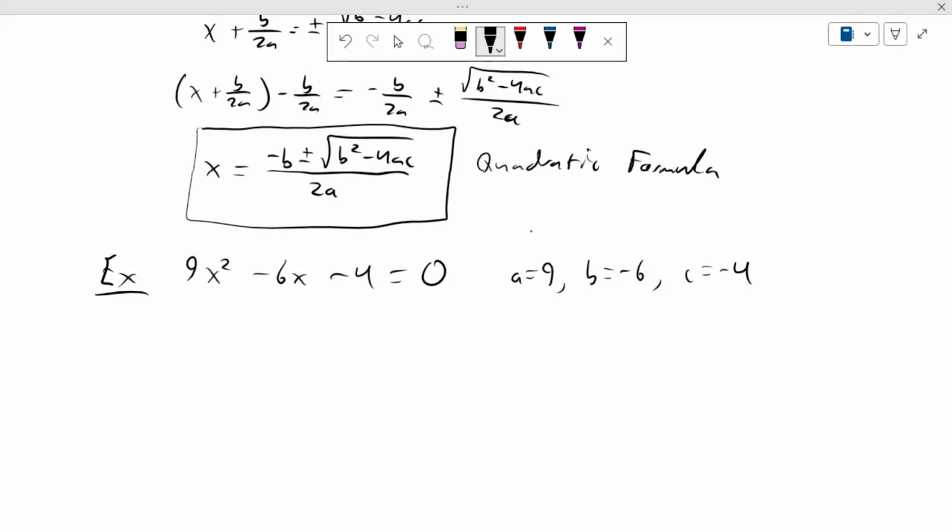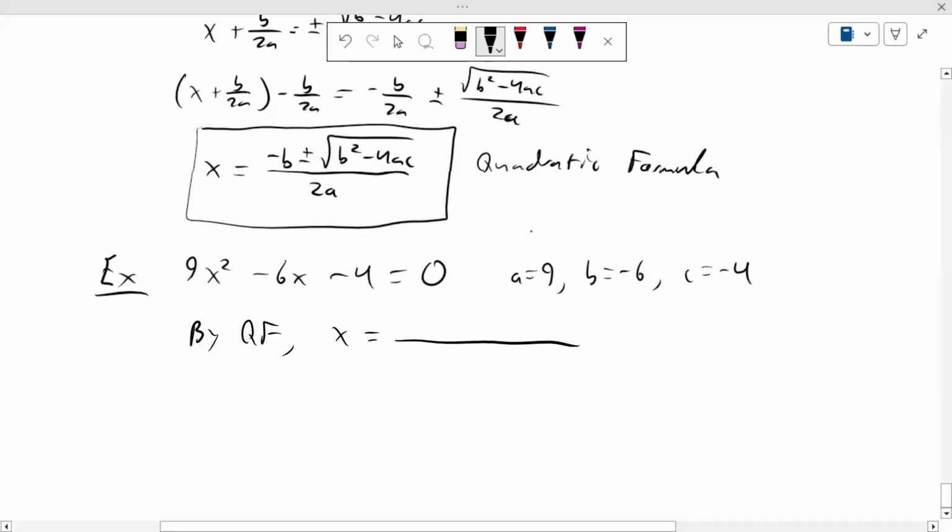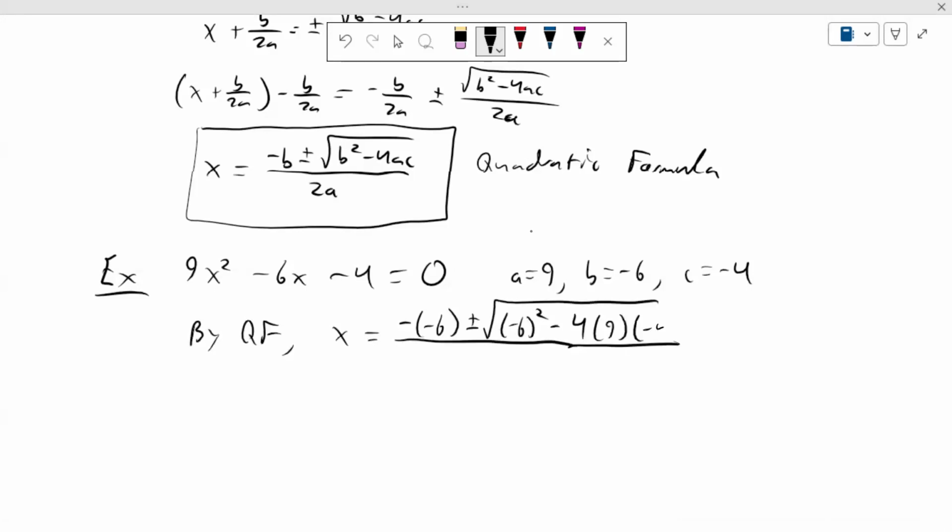Now that I have that, I can immediately say, by the quadratic formula, x is equal to, well, you can just write down the formula again, but it's right up here. So it's negative b, so negative 6, plus or minus the square root of b squared, so we have negative 6 squared, minus 4 times a times c, all divided by 2 times a. Pause here for a second. Any questions on how I plugged in those numbers?